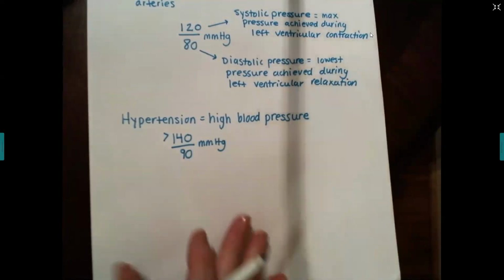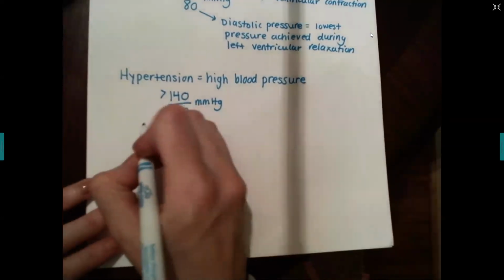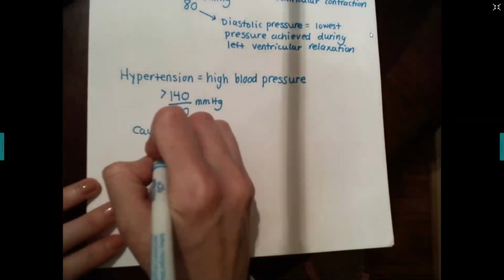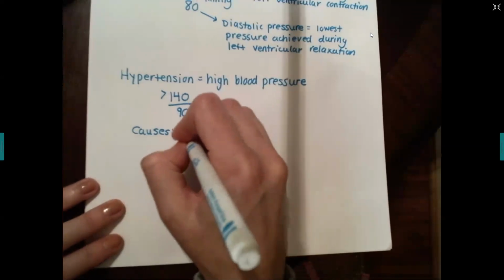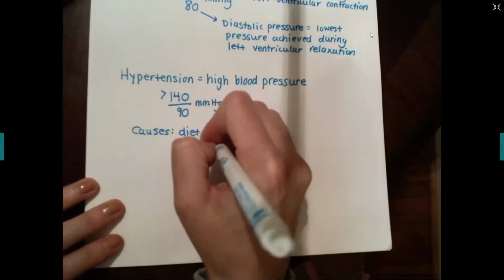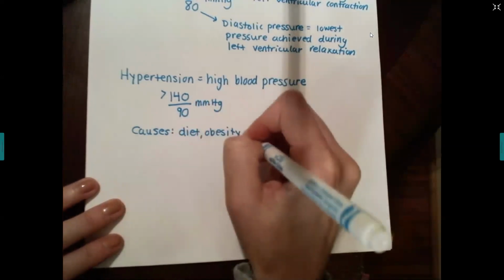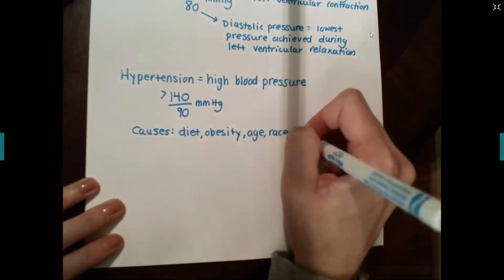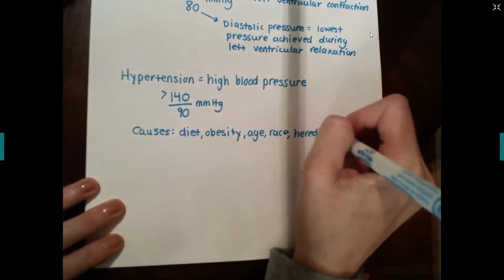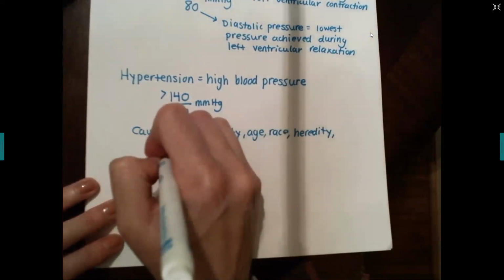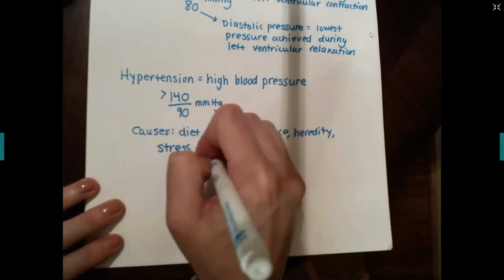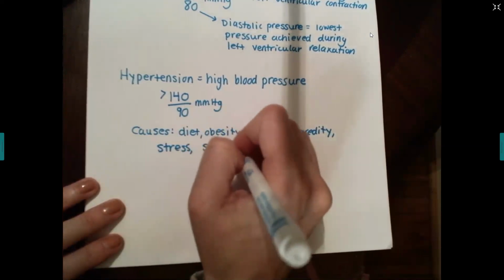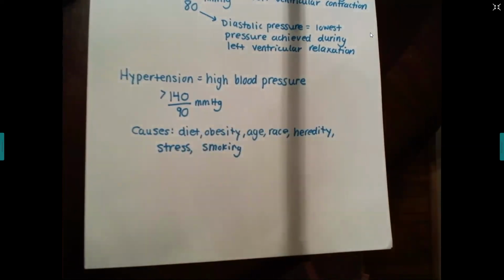Now, what can lead to this? Some common causes are diet, obesity, age, race, heredity, stress, and smoking. Okay, all of these things can put you at a greater risk for hypertension.